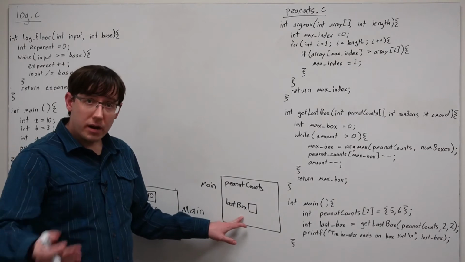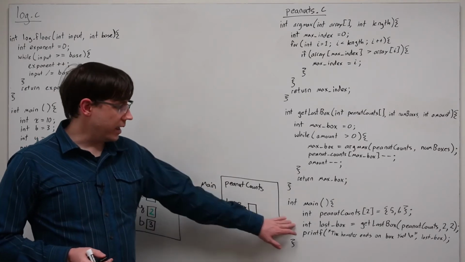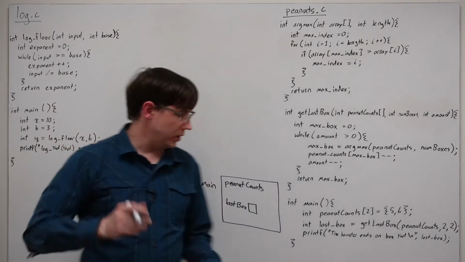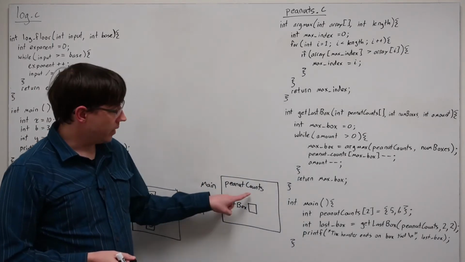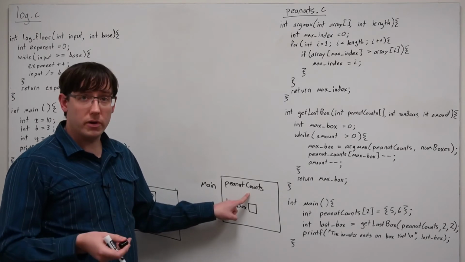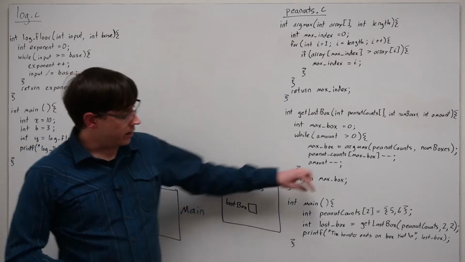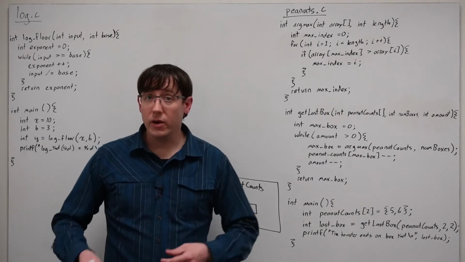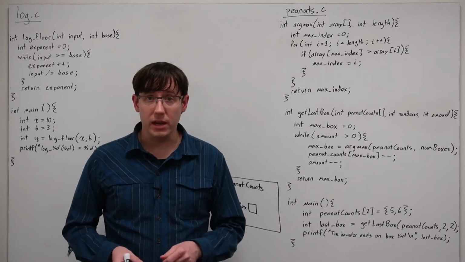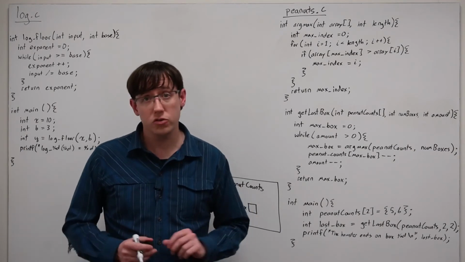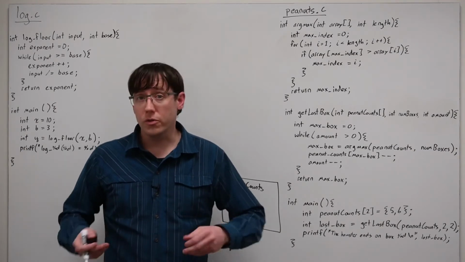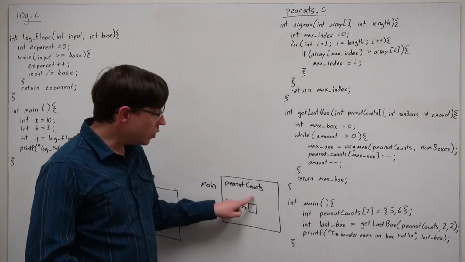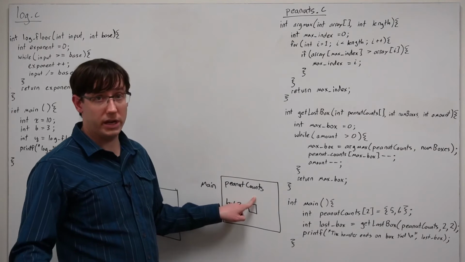The last box variable stores an integer, much like the variables we had before, so we'll draw it in the same way. But the peanut counts variable refers to an array that stores 2 integers. And when we declare an array variable in C, that allocates a contiguous chunk of memory to store the appropriate number of values. In this case, we'll get 2 consecutive boxes that hold integers.